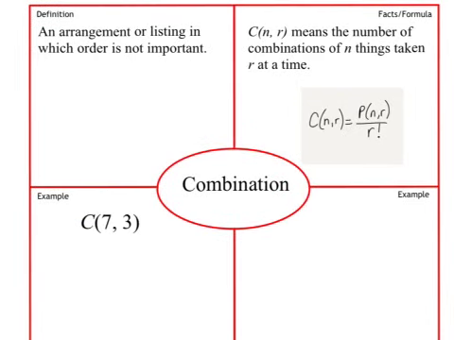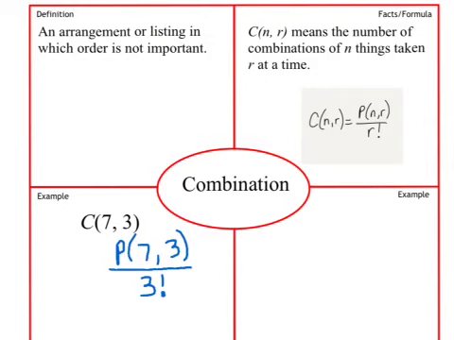Just like permutation, it's probably going to make more sense if you see an example. So here we have combination 7-3. So we need to put these numbers in this formula format. So here's how it's going to look when it's set up.